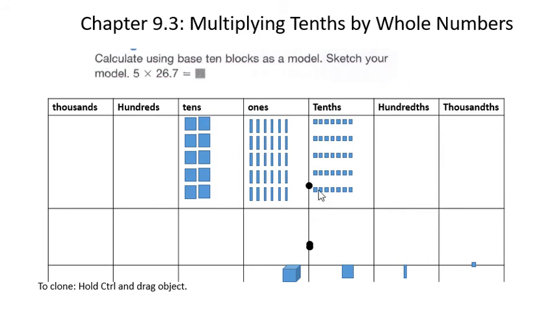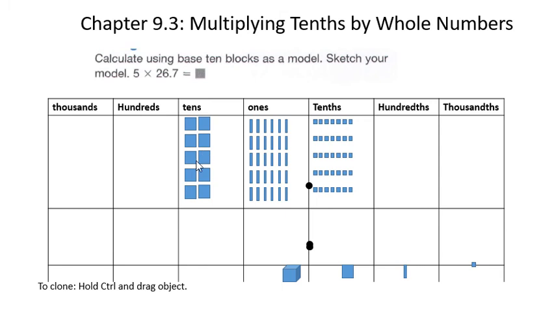And I will reiterate that my ones would be this strip right here. Typically, when you were in a younger grade, you used this strip to represent 10. Well, we are representing this as 10, but it's 10 tenths. In other words, 1. So if this is our 1, this would be our tens, and this would be our tenths. So I've represented it as 5 groups of 26.7.